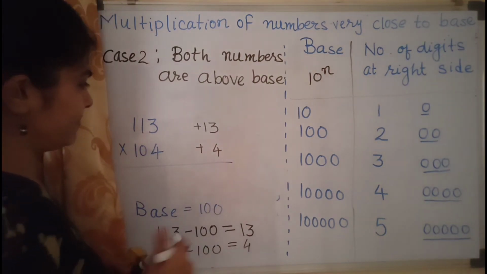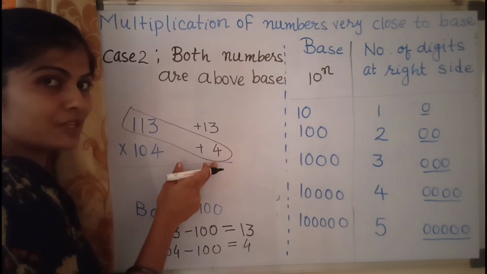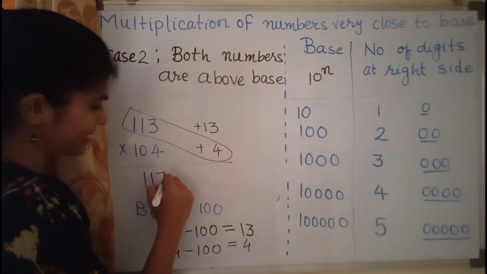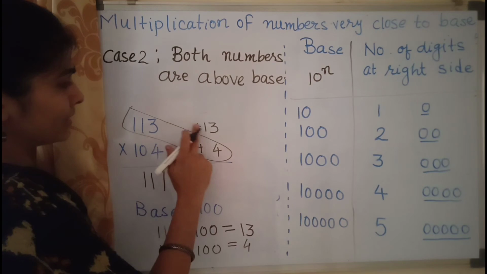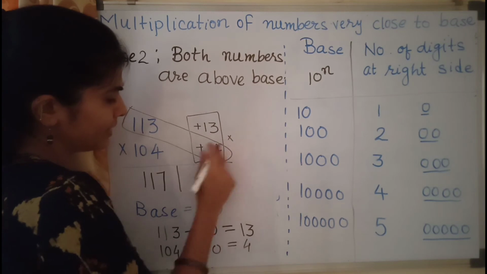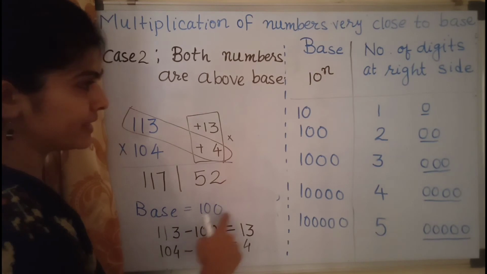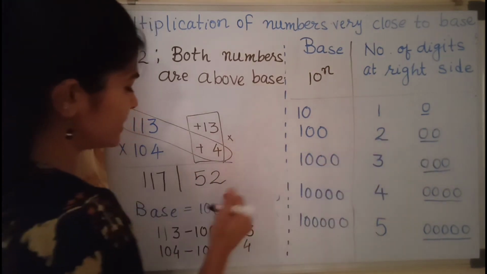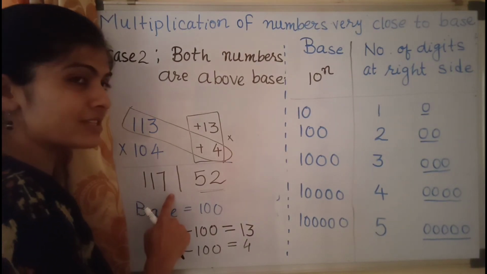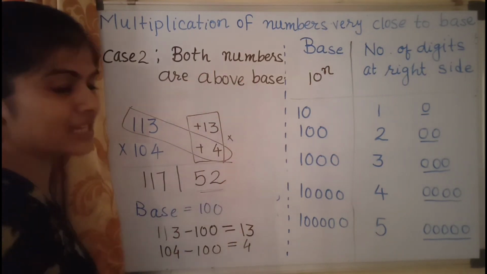Now what is the next step? Next step is we need to do the arithmetic operation of addition or subtraction. Both the numbers are positive, so we need to do addition. 113 plus 4 is how much? 117. And here 13 and 4. We need to do multiplication of both the numbers. 13 times 4 is how much? That is 52. Now let's check. Base is 100, so there should be 2 digits as there are 2 zeros, and yeah, we are having 2 digits. So our answer is 11,752. Okay, so this is the second case when both the numbers are above base.